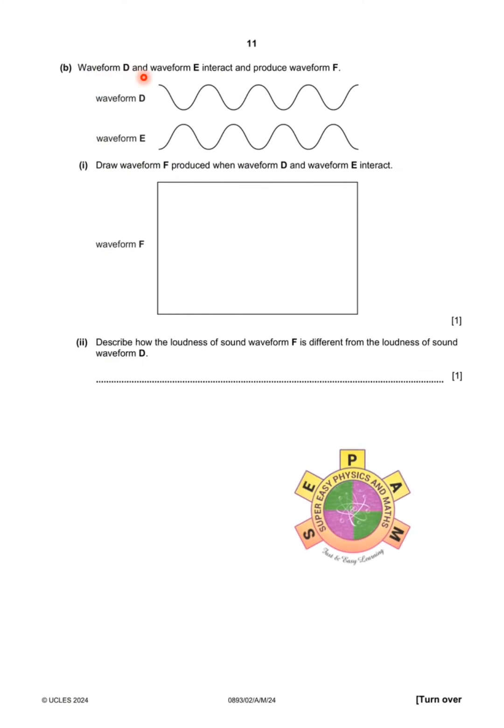Then waveform D and waveform E interact to produce waveform F. If you look at this, like in question A, both of them were moving together. But if you look at this, as waveform D is dropping, waveform E is rising. So you can see that the peak and the crest coincide together. So these two wave effects are going to cancel out. So it's going to produce wave cancellation, and so the wave is annihilated.